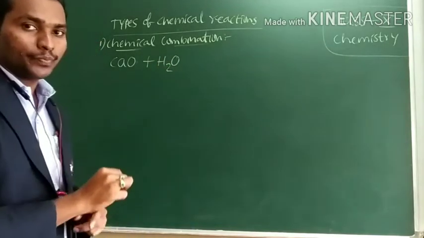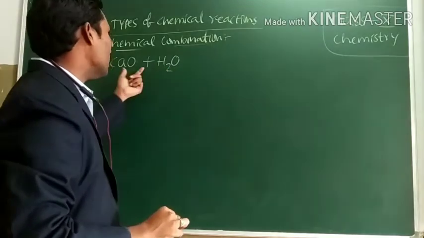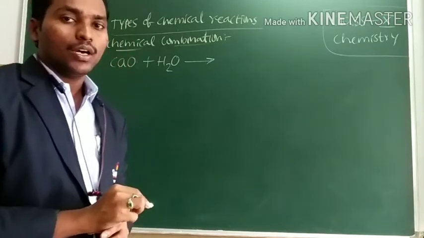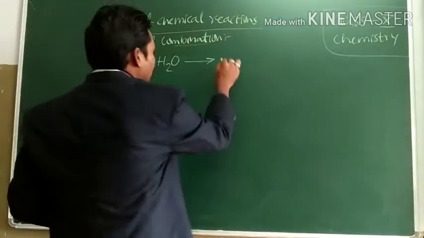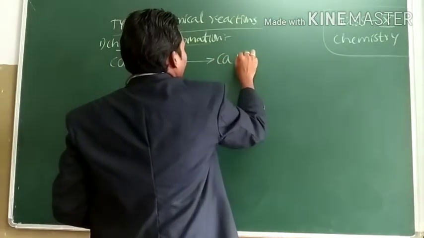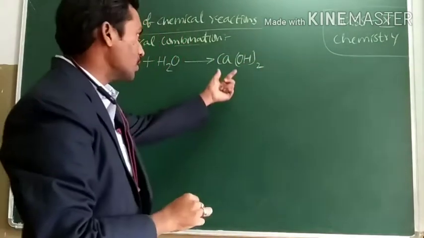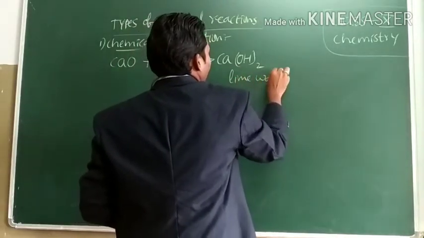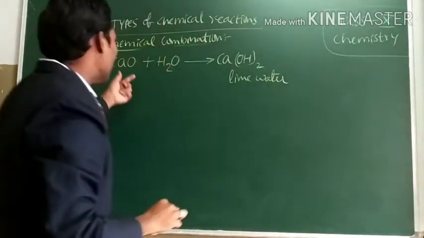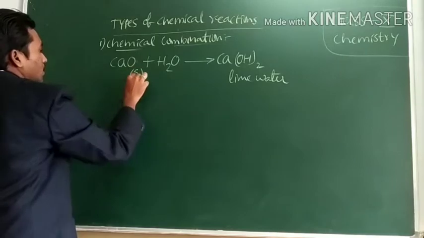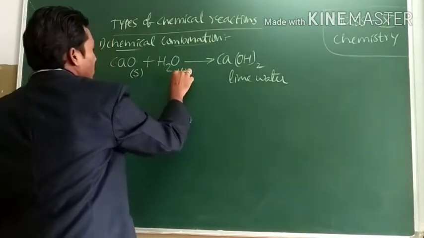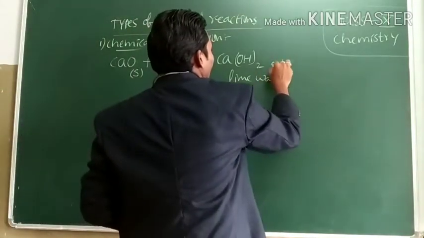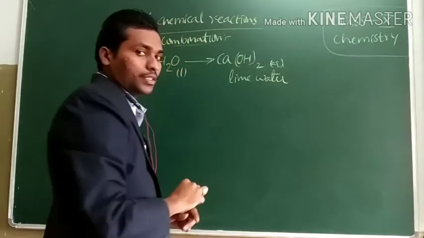Formula of water is H2O. When we add water to the quicklime, we notice the formation of a white turbid solution that is called slaked lime. Formula of slaked lime is Ca(OH)2. Ca(OH)2 is called slaked lime or lime water. Here quicklime CaO is in solid state. H2O is in liquid state. And Ca(OH)2, calcium hydroxide or lime water, is in white turbid or aqueous state.